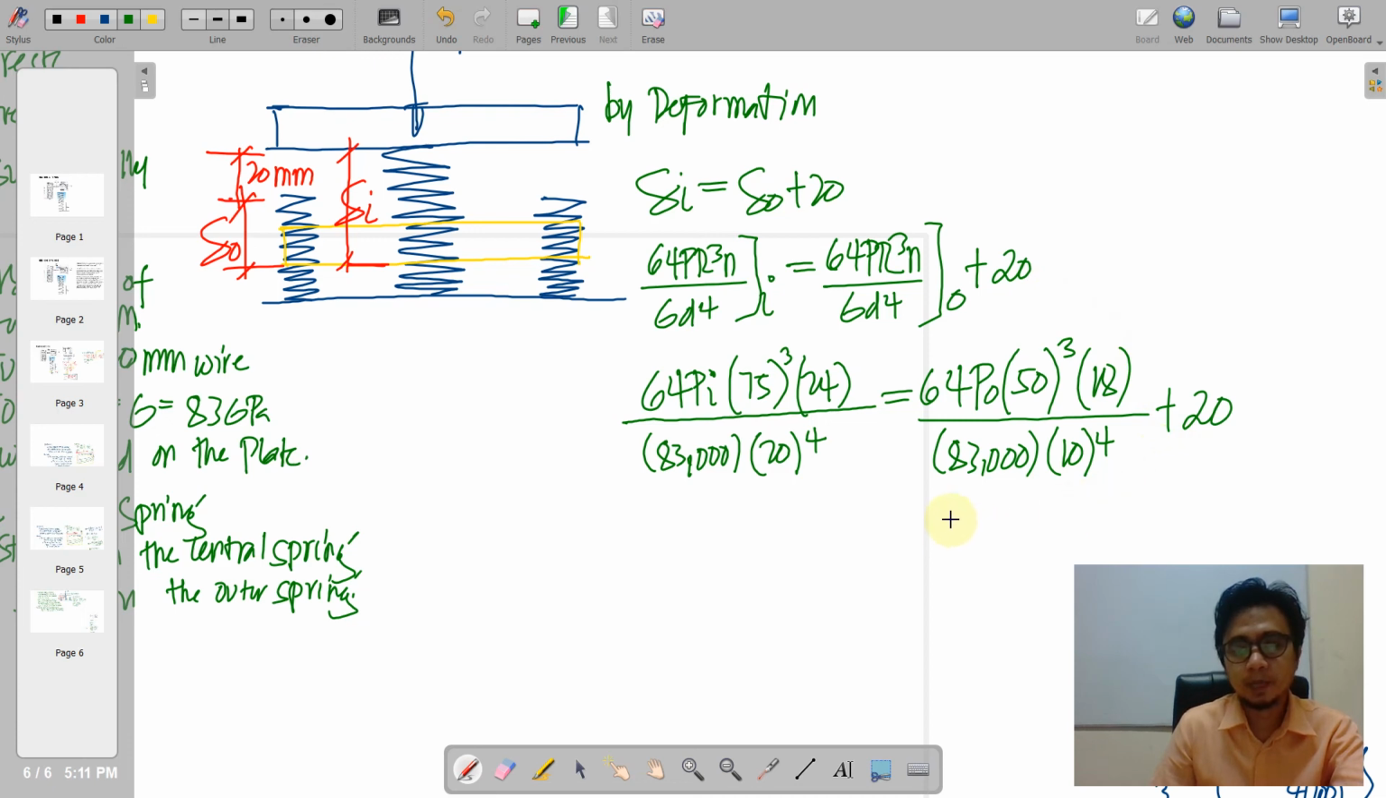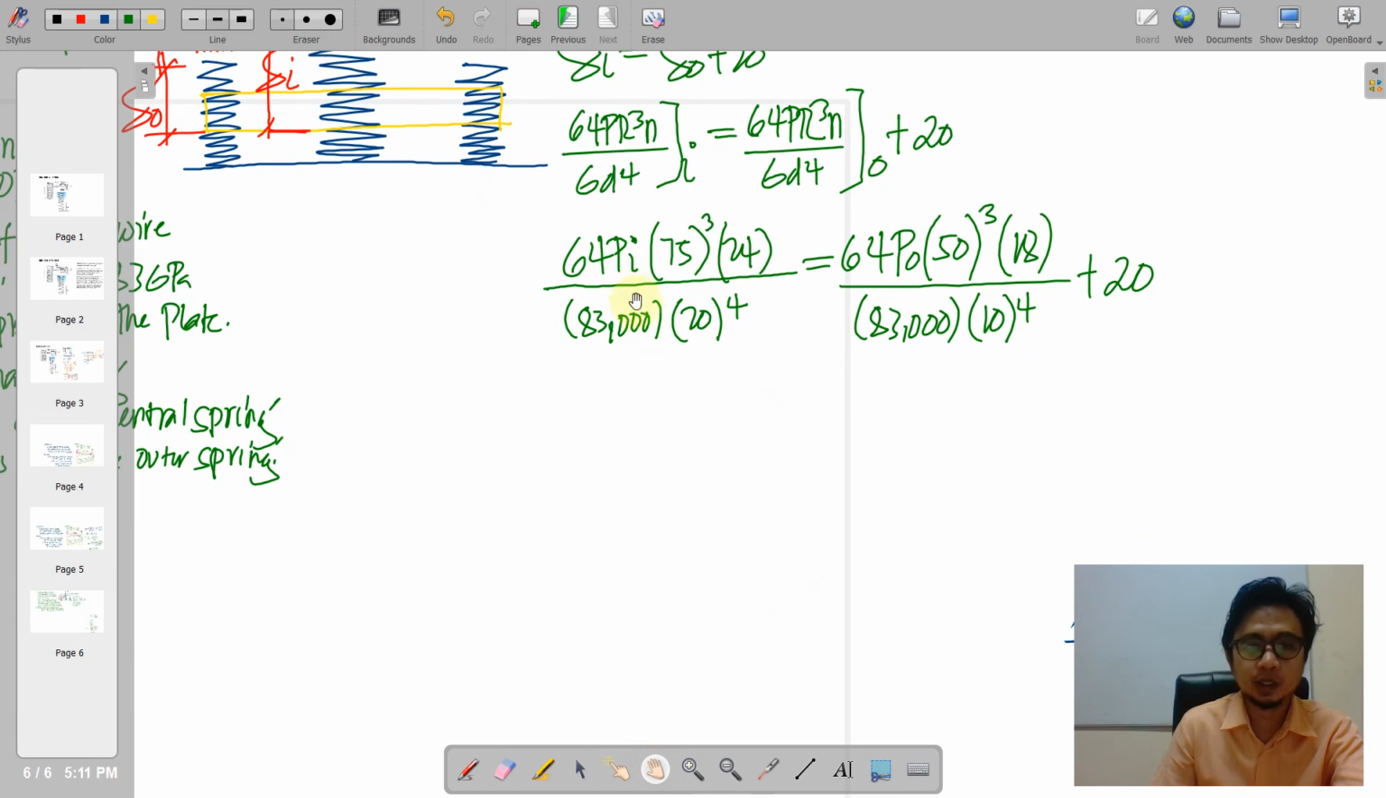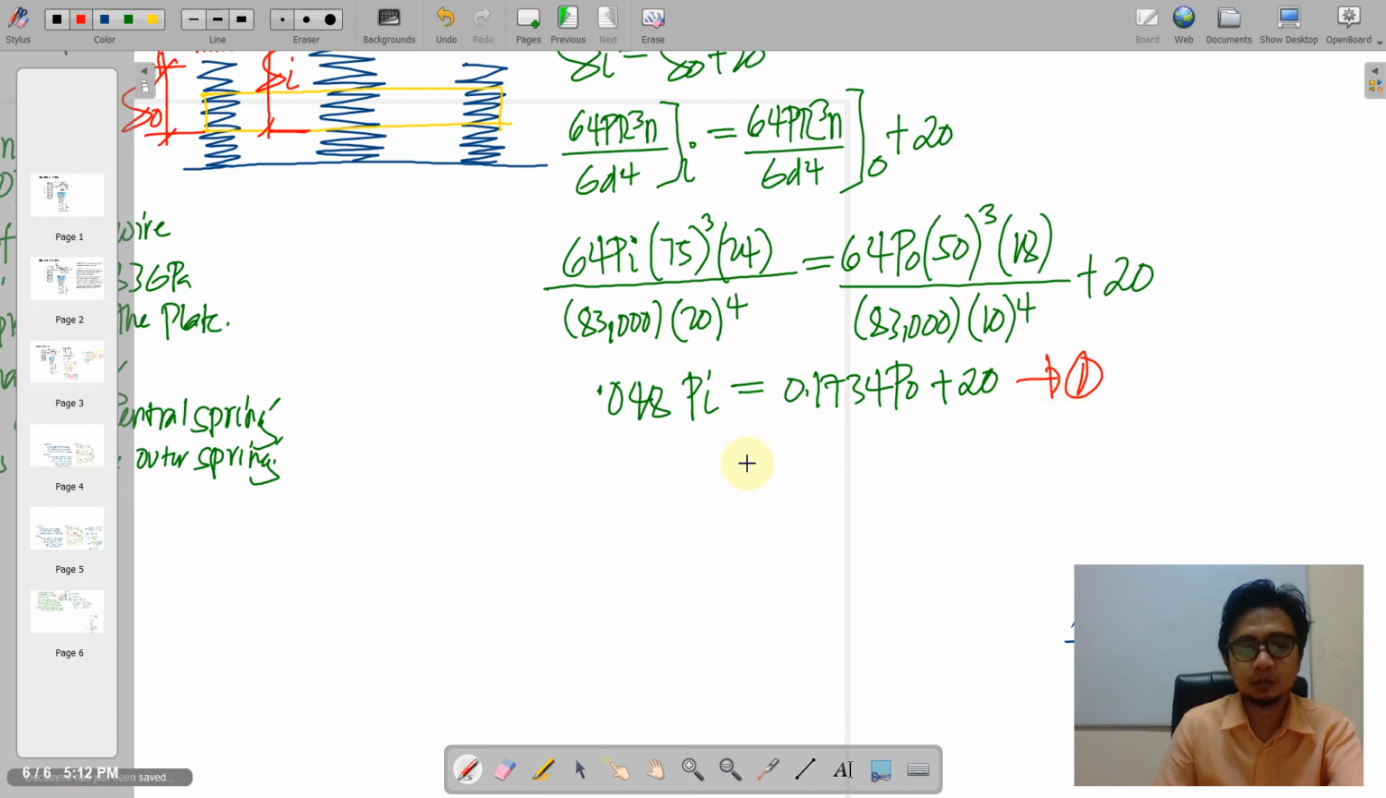Okay, so if we notice, we will be having a relationship between the inner loading and the outer loading, or the spring inner and the spring outer loadings. So we simplify the equation. That is 0.048 Pi is equal to this constant, that is 0.1734 PO, and we maintain the 20 there, the last term. So we label this as equation 1.